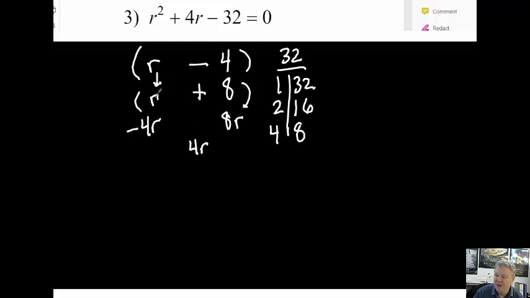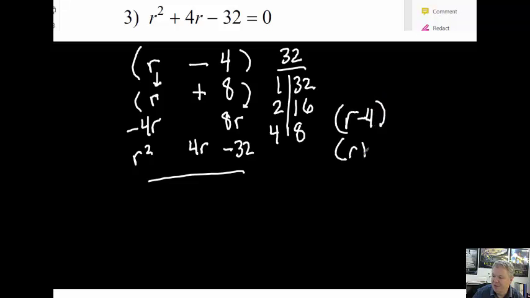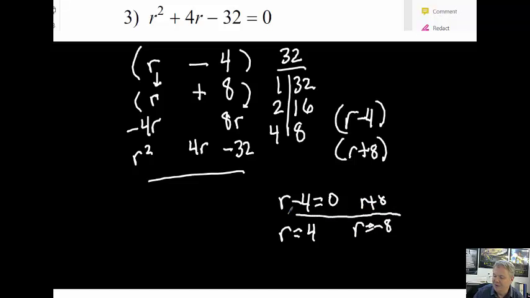If I multiply r times r, it gives me r squared. -4 times +8 gives me -32. And yes, we verified that we do have the correct answer. So the factors are r minus 4 and r plus 8. Set both of them equal to 0 and solve. So r would equal 4, and r plus 8 gives r equal to -8. So there's our answers for our x-intercepts. All done, nice and easy.